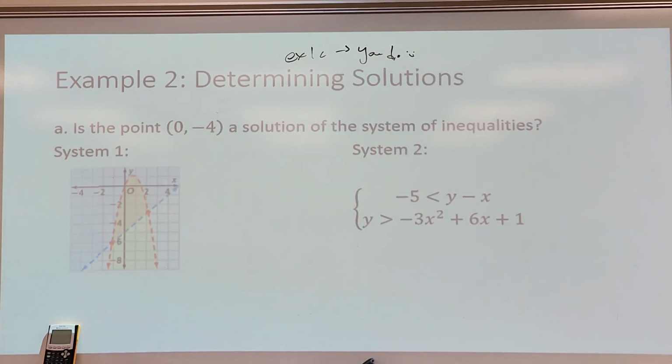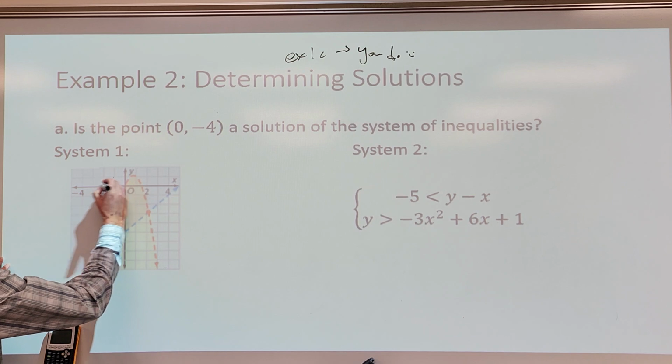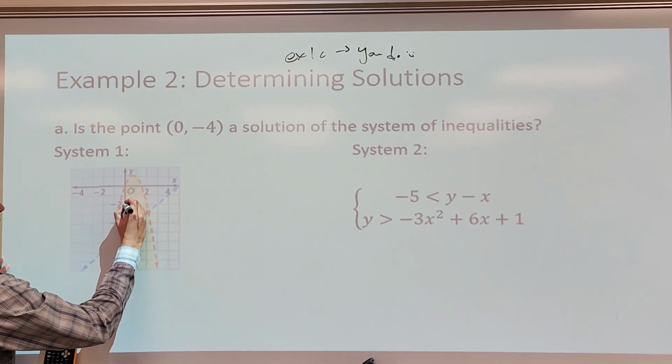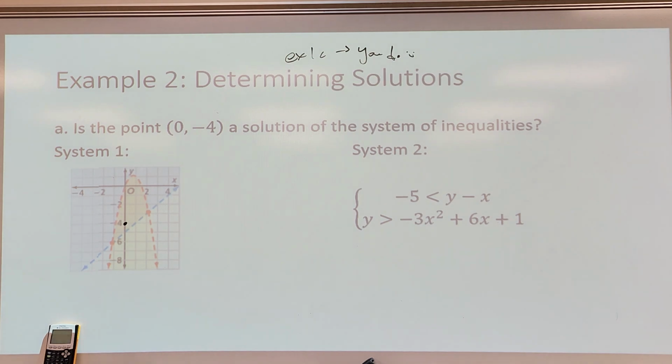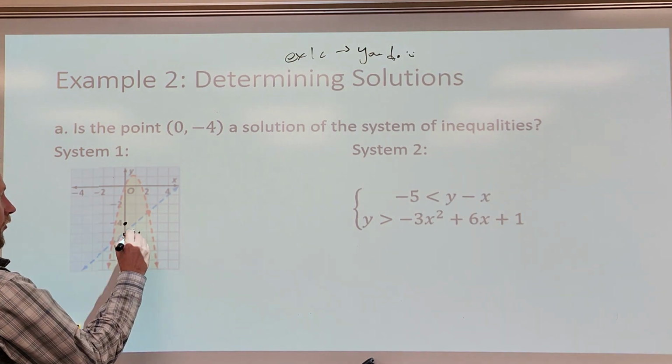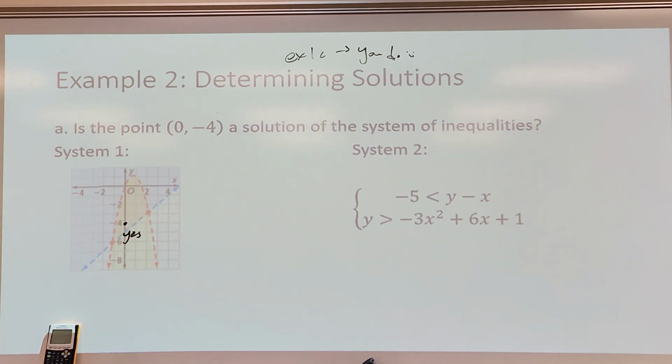But example 2, I'll do A and B, and then I'll have you do C. All right? So I know this is getting a little lengthy here. But test point. A test point is where you find 0, 1, 2, 3, 4, and you say, is it in the double shaded region? And here we would say yes. So the point 0, -4 is in the shaded region, so that works.